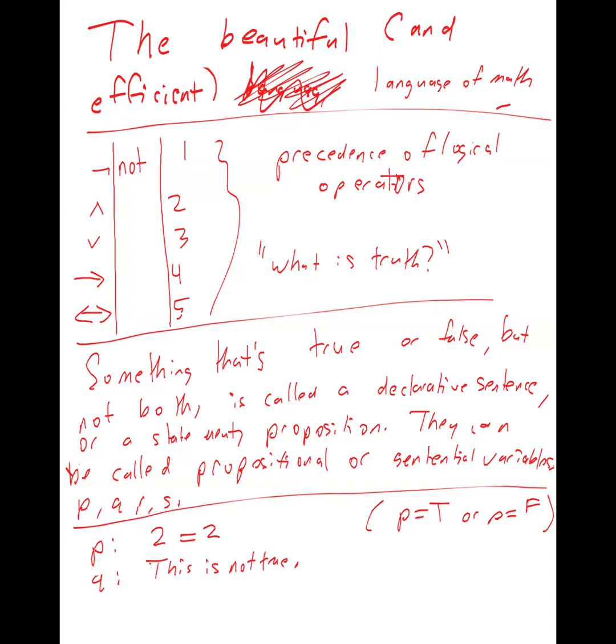Well, if it's true that this is not true, then it's actually true. But if it's true, then it's not true that it's not true. So it's logically inconsistent, right? Logically inconsistent things cannot be a valid proposition. Like that.